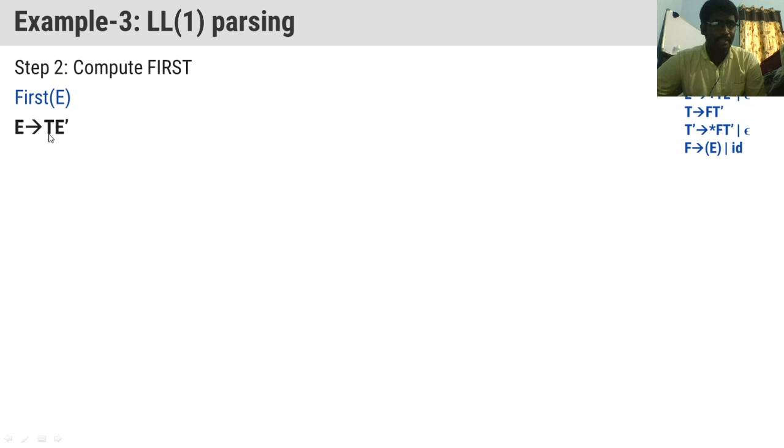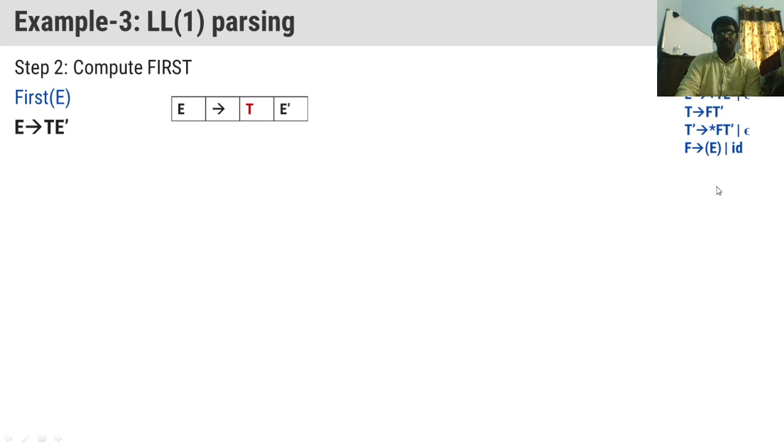Here E is deriving capital T, right? So capital T is a non-terminal, and capital T has the production FT dash. That's why we have jumped to the non-terminal F, because the starting symbol in the T production is capital F. Again F is a non-terminal here, so we will jump to that particular production, capital F. Yes, we have gone to the production capital F. Now after coming to this production, the starting symbol of capital F is left parenthesis, so that we will take to the first set of capital E.